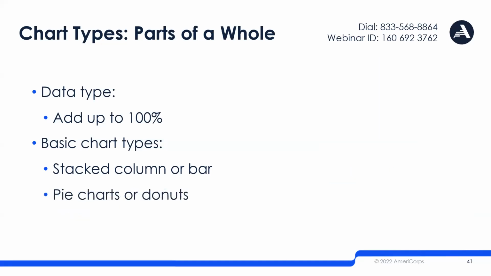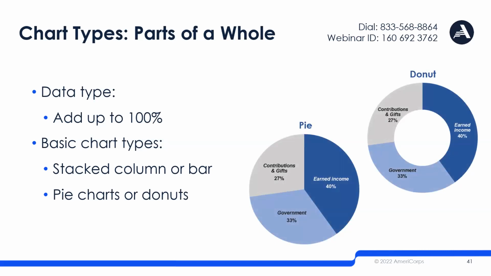Another popular type of chart for parts of a whole are pie charts or donut charts. These tend to be good when you have 2 or 3 categories, but can get problematic if you have many more categories than this. You see examples of a pie chart and a donut chart. A donut is a variation on a pie that is a little more elegant looking and maybe a little easier to understand.